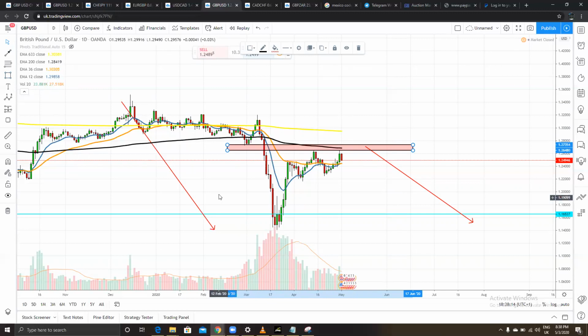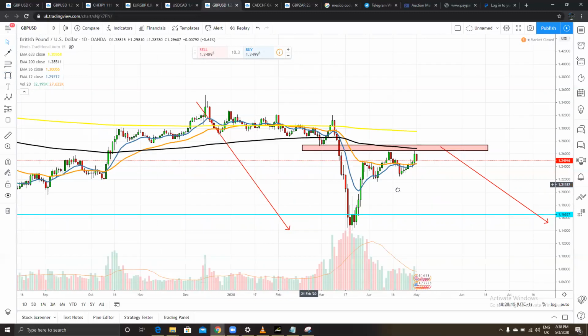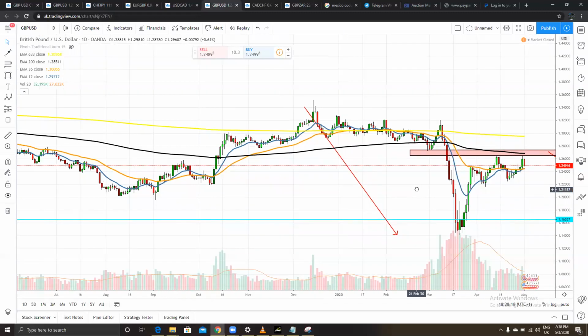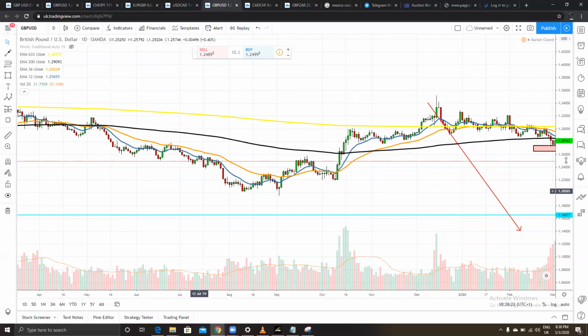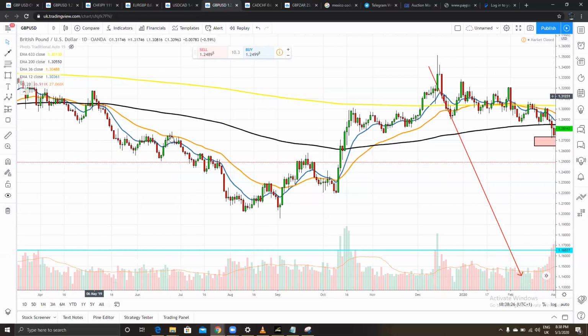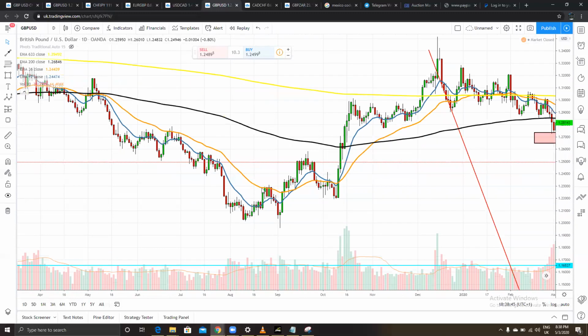So if we back test what I'm trying to tell you on the 12 EMA and 36 EMA, let's have a look at it over here. When the price sells off, the price comes back down to the 36 EMA as a retracement to make a major move down again. And when the price tries to retrace back up again, the 36 EMA is holding the price like a magnet to come down again.